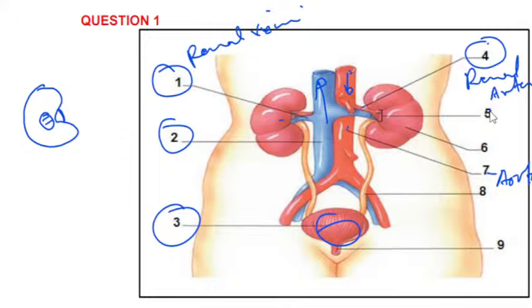Number 5. What is number 5? Number 5 is just this junction. That's what they're talking about. We call it hilum. Yes. So that's how we call this part. So you need to know how to label this.